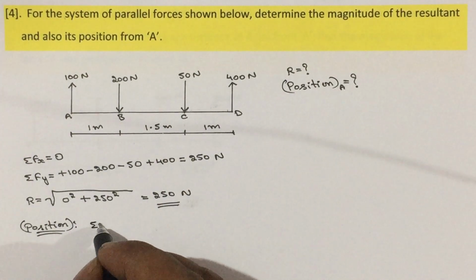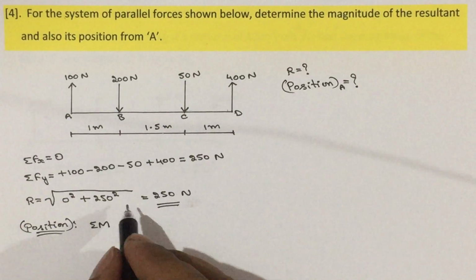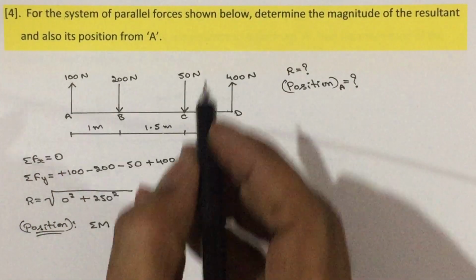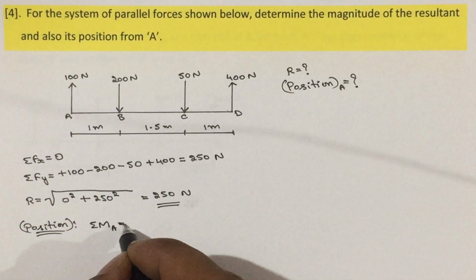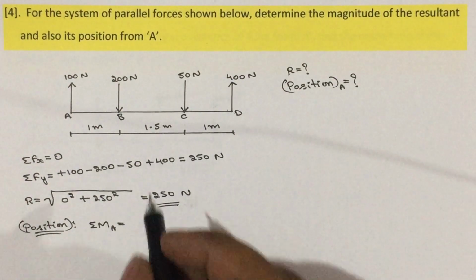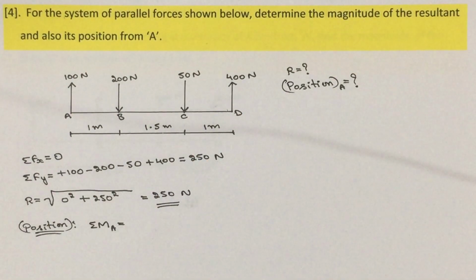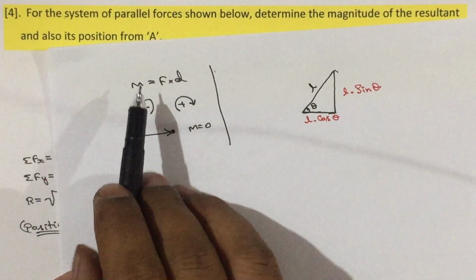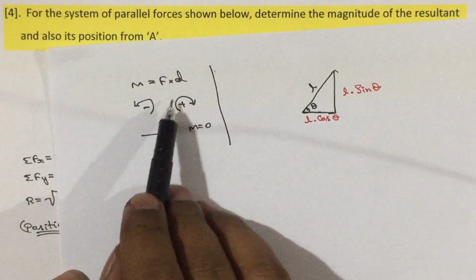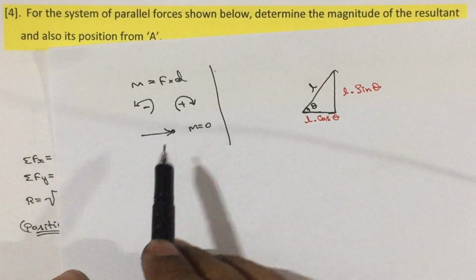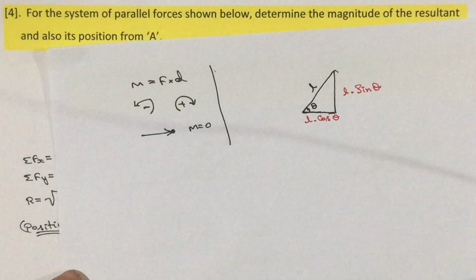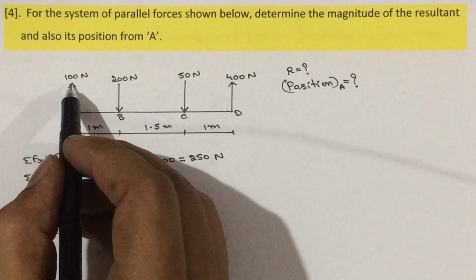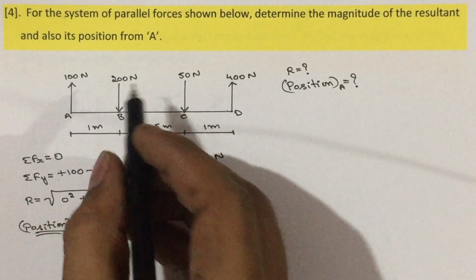To calculate the position, we need to find out sigma m. In the question it is given, we need to calculate the position from the point A. So, calculate the sum of the moments with respect to the A point. We have the concept. While calculating the moment, three things to be kept in mind. Moment is equal to F into D, clockwise positive, anti-clockwise negative. If the force is passing through the moment center, then the moment will be 0. Then sigma MA, 100 Newton is passing through the point A, so it becomes 0.